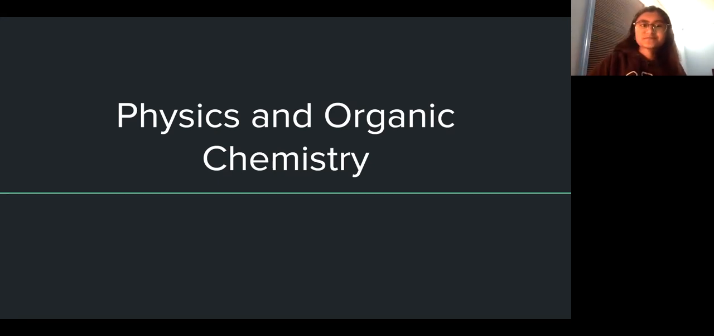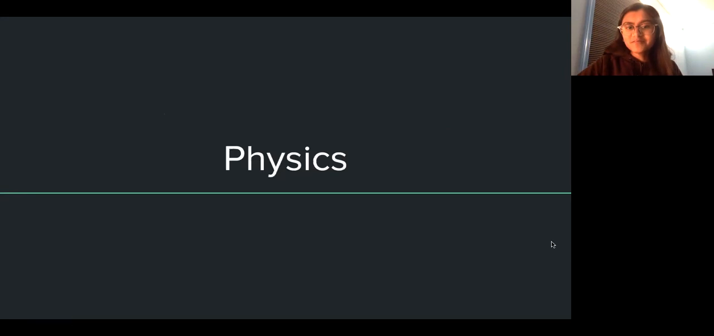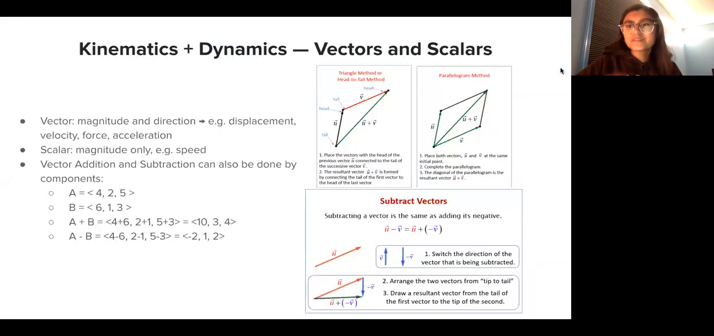Okay, cool. So we'll cover physics first. First, we'll do a quick review of vectors and scalars. A vector is a quantity that has both magnitude and direction. Some examples include displacement, velocity, force, and acceleration. Scalars have magnitude only, and a good example of that is speed. And you should know how to do vector addition and subtraction.